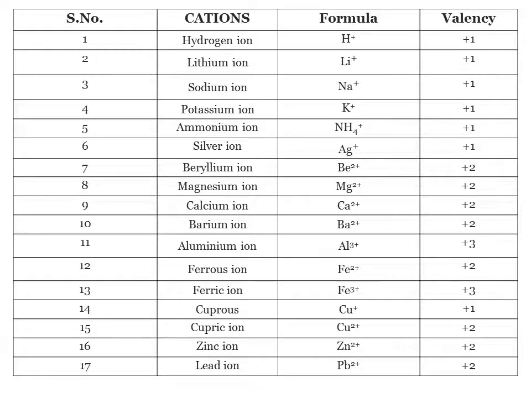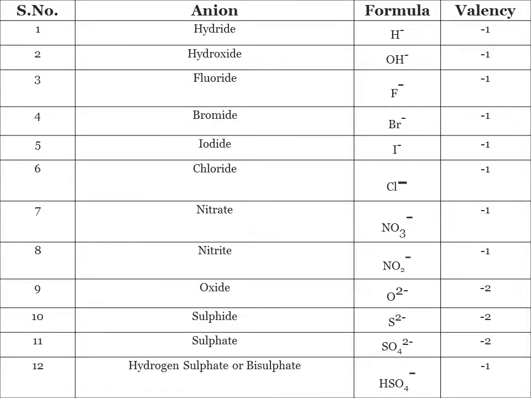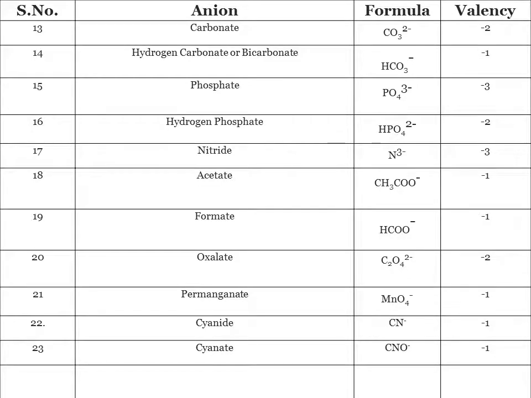and these are some cations with their valency, and these are some anions with their valency. If all of you know about these cations and atomic number 1 to 20, then you can start with the first chapter. If you don't know, then you should remember all of these ions and atoms.